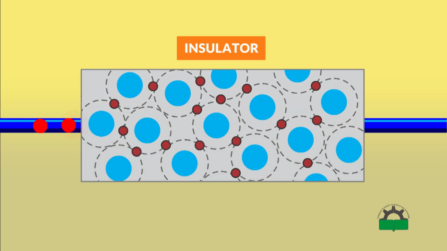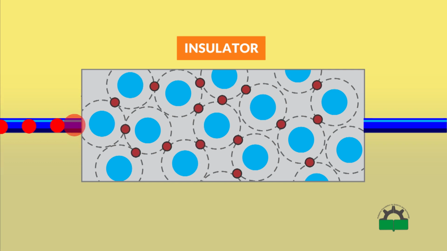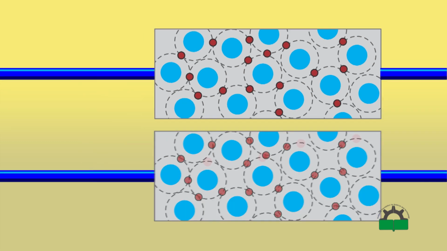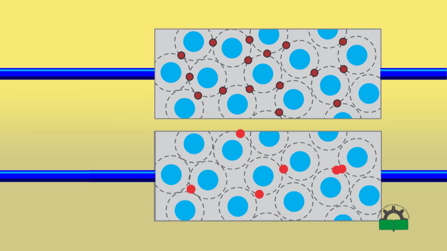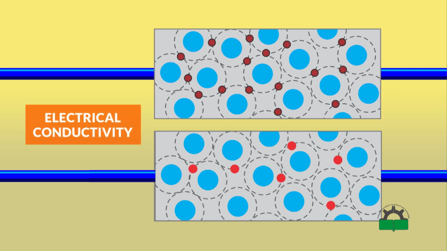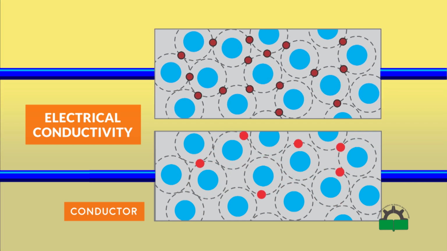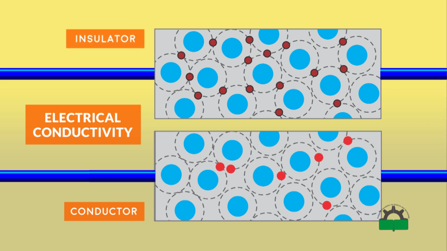Insulators, on the other hand, resist the flow of electricity. Their electrons have little freedom to move around. The relative mobility of electrons within a material is known as electrical conductivity. Materials with high electron mobility or many free electrons are called conductors, while materials with low electron mobility or few or no free electrons are called insulators.